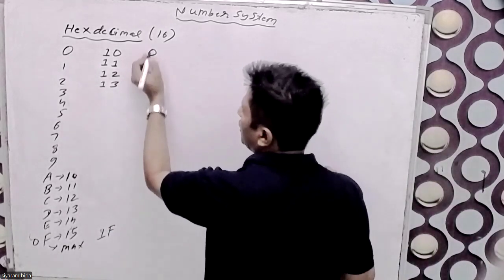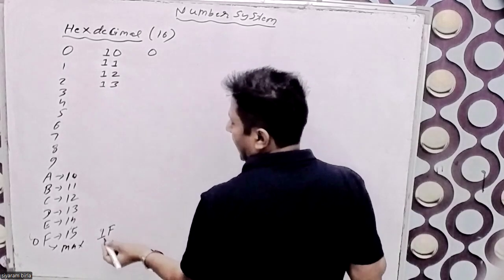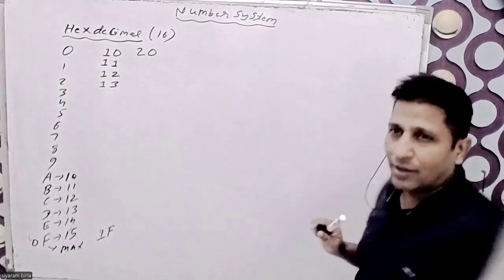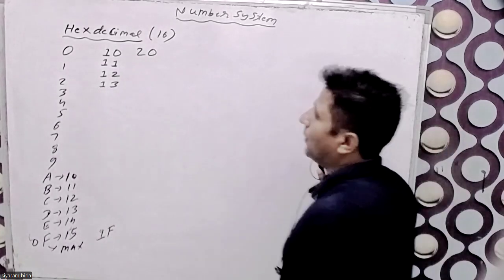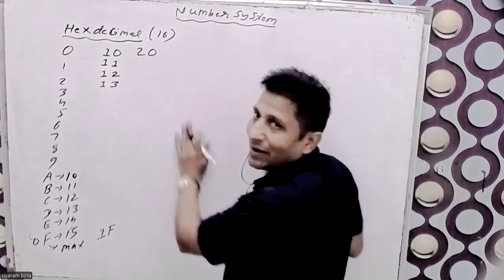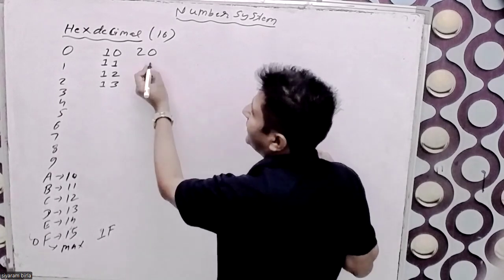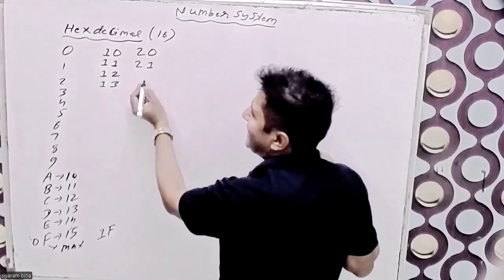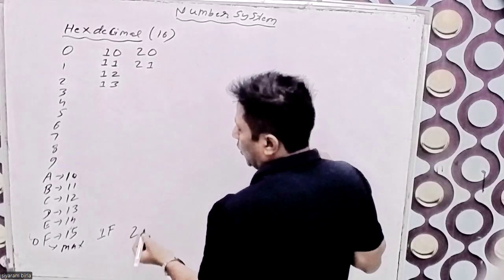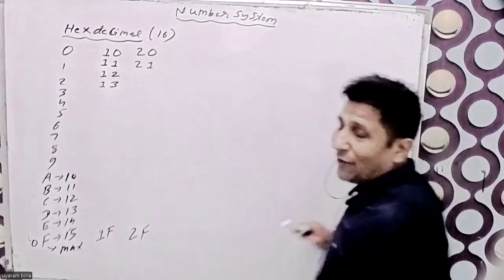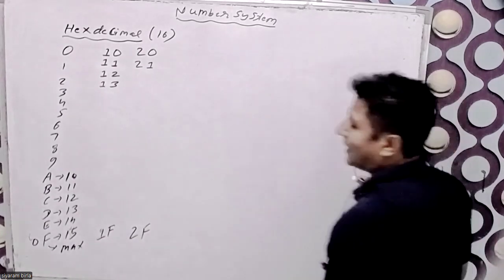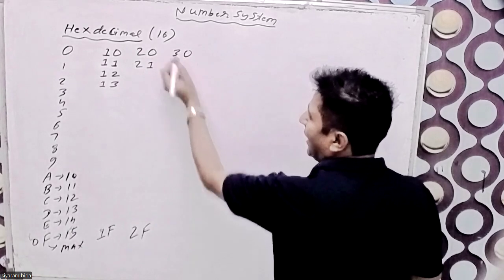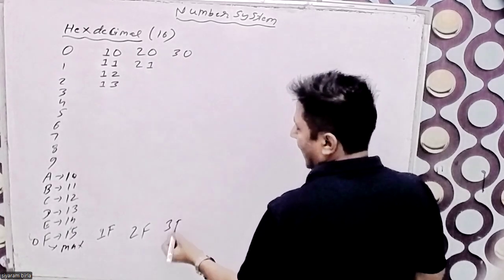So F will become the 0 because it's a maximum number, and 1 becomes the 2. It is increased by 1, so it's a 0 and 1. After that, it is increased by 1, so it will become the 1 and 2 as it is. Like that, it is the 2F. F is the maximum number, it cannot increase, so F will become the 0 and the next digit increases by 1. So like that, it is the 3F.